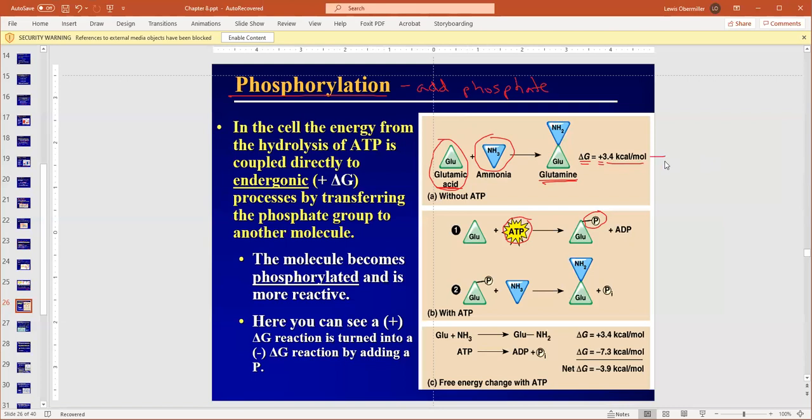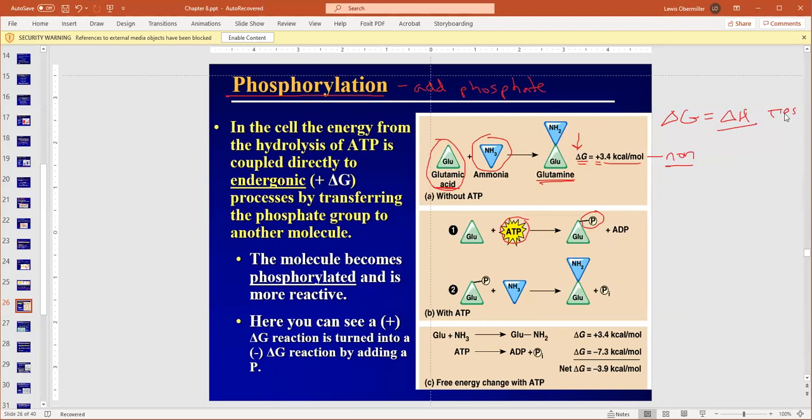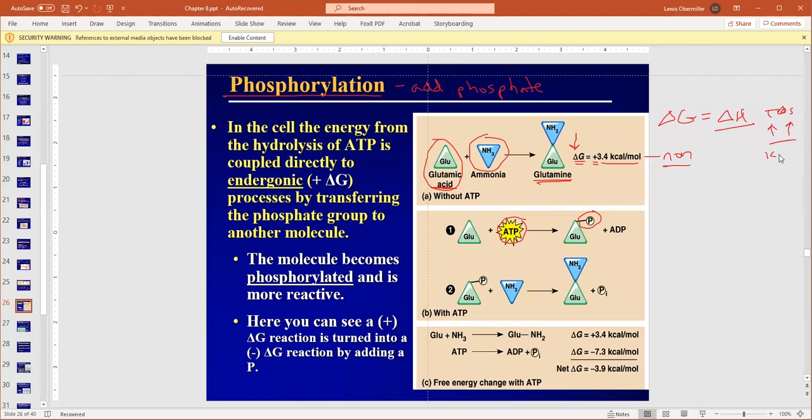So is this spontaneous or non-spontaneous? Non-spontaneous. Yeah. And so this reaction would never occur on its own. We have to make this spontaneous, so that means we have to lower the delta G. And remember, in the body, we can only use delta H. We can't use T delta S to lower it, because if we increase the temperature or increase disorder, that would kill you.